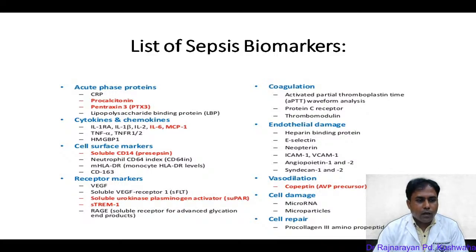Another category is cytokines and chemokines, like interleukin 1 beta, interleukin 2, and interleukin 6. In these cytokines and chemokines, interleukin 6 and MCP1 are important, because if a person gets an infection, his body temperature increases and he gets a fever, and in fever interleukin 6 is a very good cytokine biomarker.